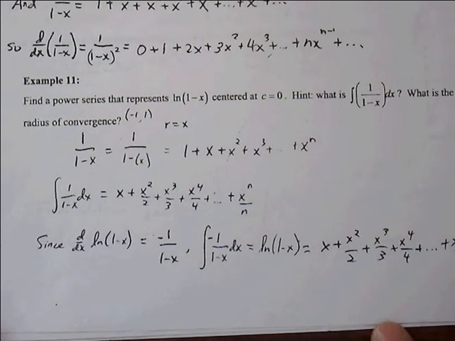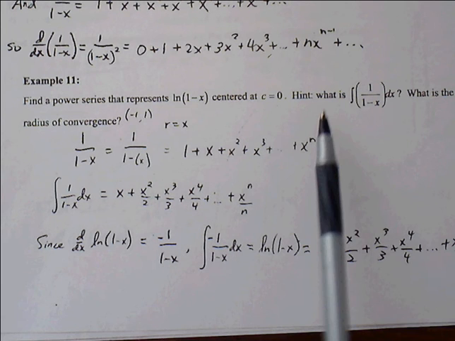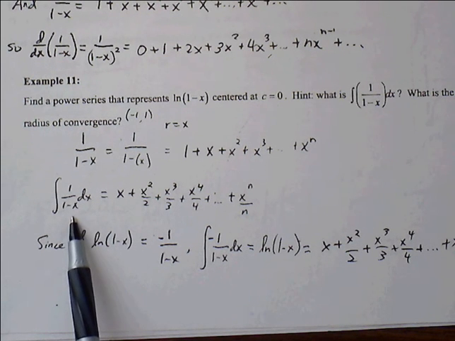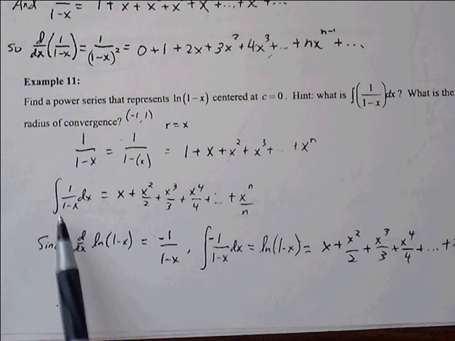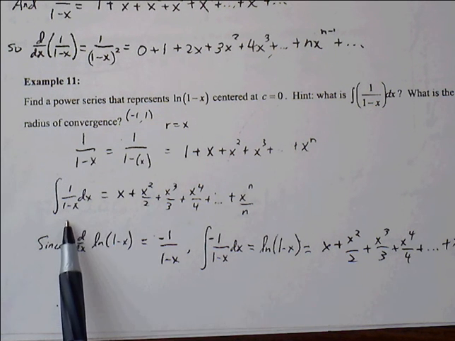Okay, last example: find a power series that represents the natural log of 1 minus x centered at x equals 0, and the hint is let's try and find the integral of 1 over 1 minus x. Well, the integral of 1 over 1 minus x, we can go through, it's just going to be a natural log, right?